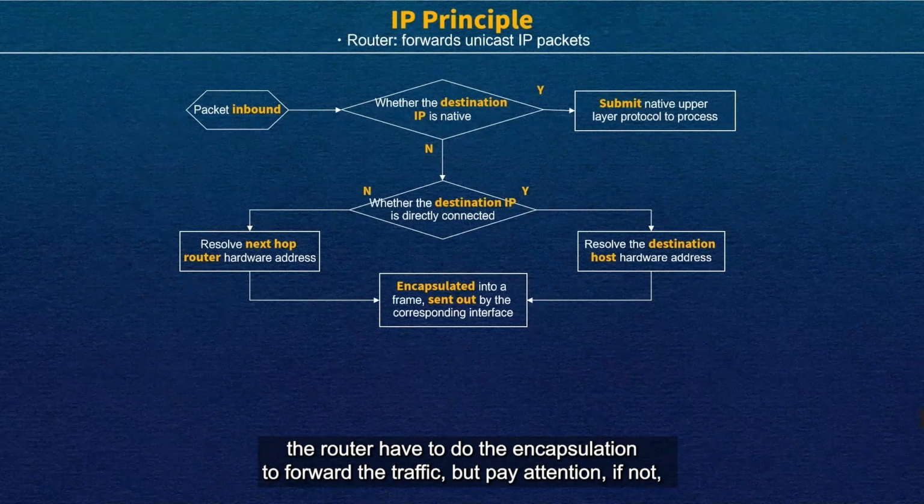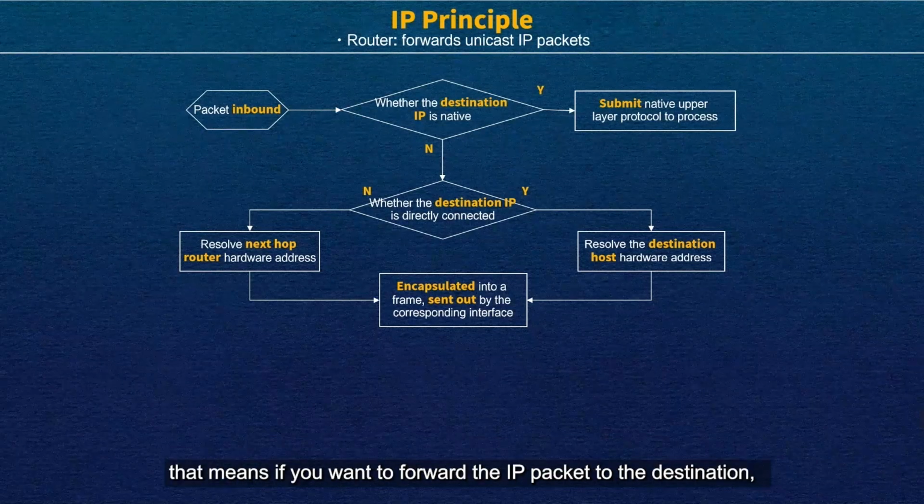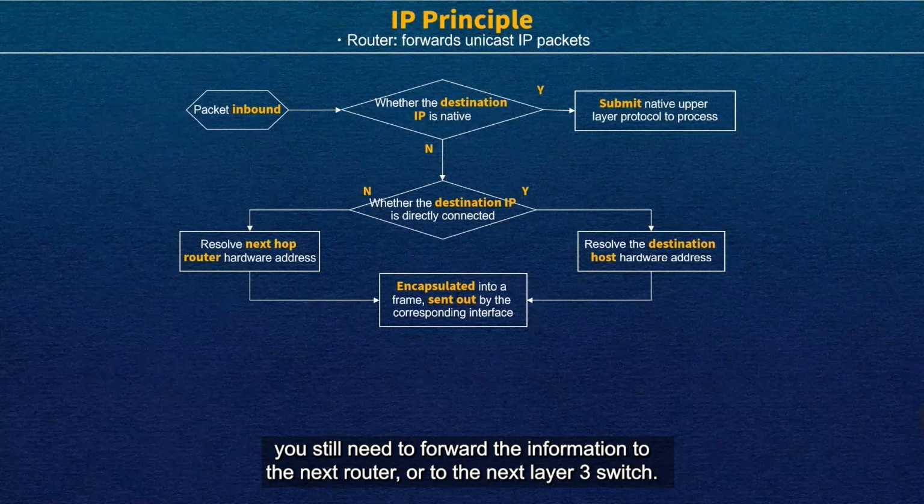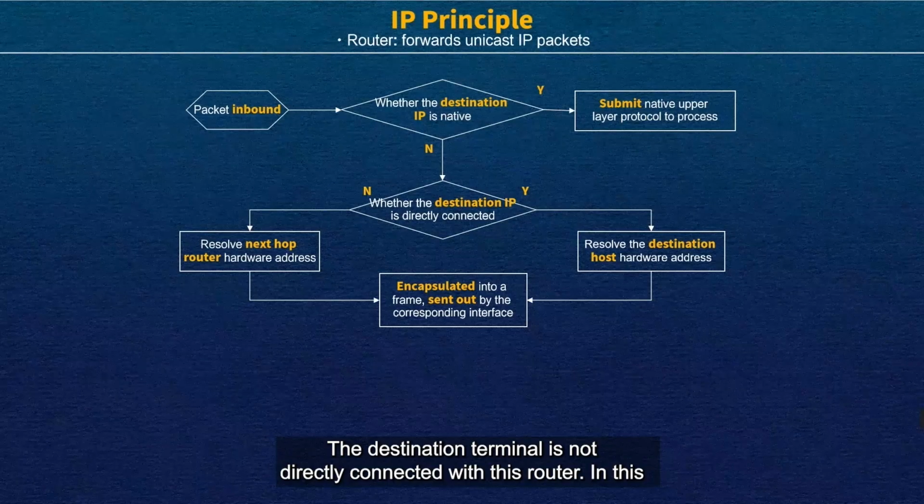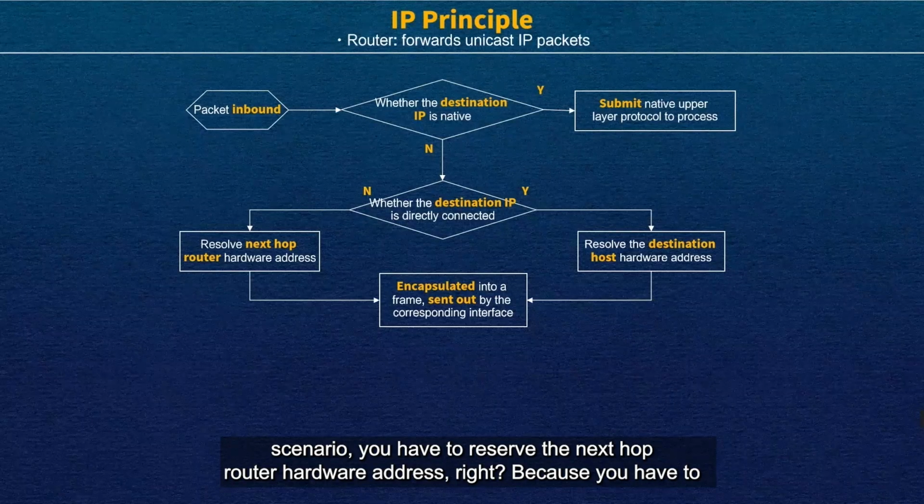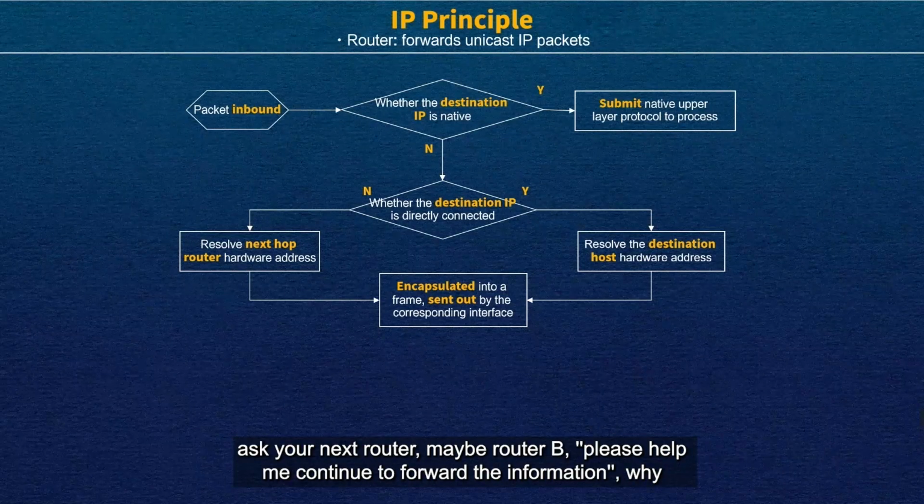But pay attention, if not, that means if you want to forward the IP packets to the destination, you still have to forward the information to the next router or to the next layer 3 switch. The destination terminal is not directly connected with this router. In this scenario, you have to resolve the next hop router hardware address, right? Because you have to ask your next router, maybe router B, please help me continue to forward the information.